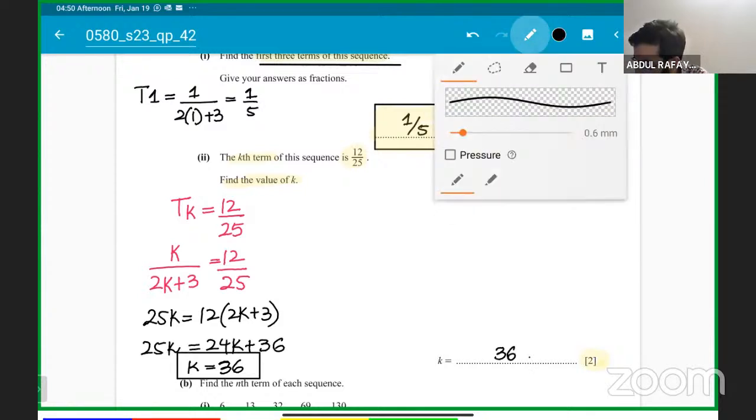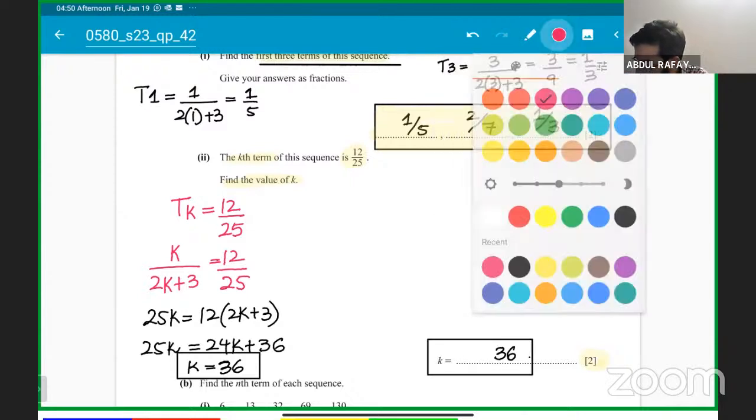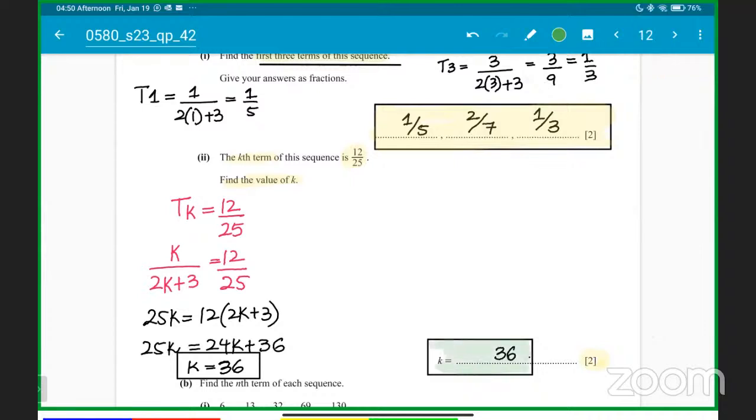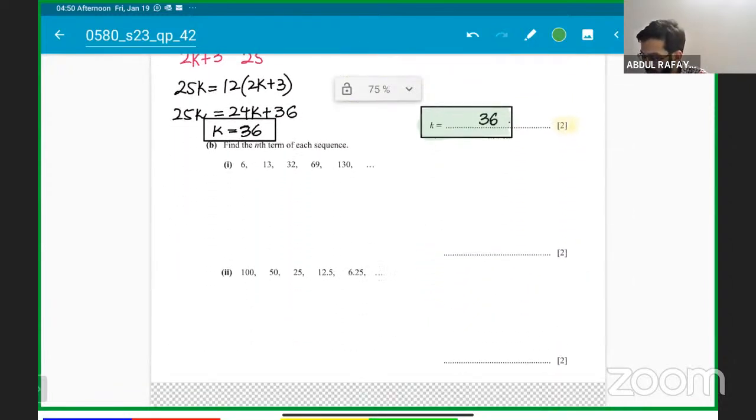That k is the 36th term. Any questions? Let me know, anyone. Have any doubts, any problems? Guys, clear on this? Yes, sir. That k value is 36. For 2 marks, you'll just have to simplify, equate it, and solve.